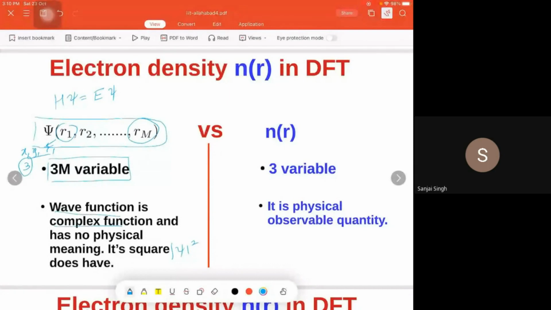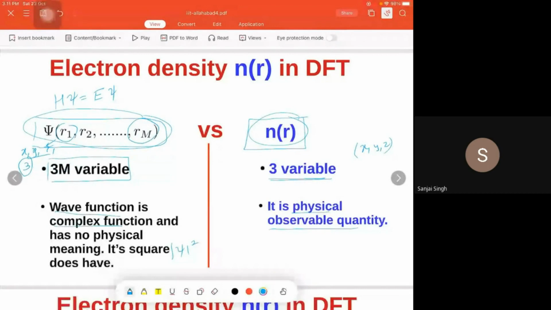Whereas if you look at the charge density, it is only a function of three quantities, x, y, and z. And it has a physical meaning also. You can actually measure the charge density of any system using experiments like XRD. So this is a measurable quantity. This is what Kohn and Sham realized: instead of using the wave function, why not use something which is much more trivial?